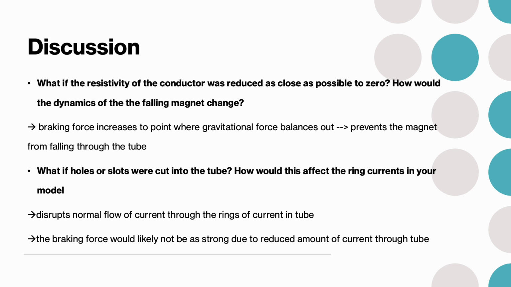And what if holes or slots were cut into the tube? How would this affect the ring currents in your model? It would disrupt the normal flow of current through the rings in the tube, and the braking force would likely not be as strong due to the reduced amount of current through the tube.